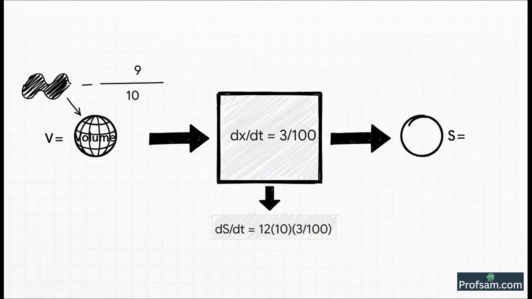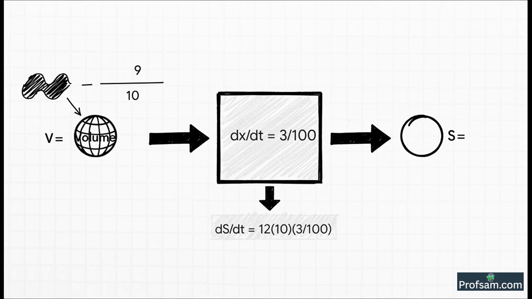Okay, time to plug in what we know. We have dV/dt, which is 9, and we have x, which is 10. Let's use the volume formula first to find our missing link, dx/dt. So 9 equals 3 times 10 squared times dx/dt. This means 9 equals 300 times dx/dt. A little bit of solving, and we find that dx/dt is 3 over 100. Perfect, now we have the link.